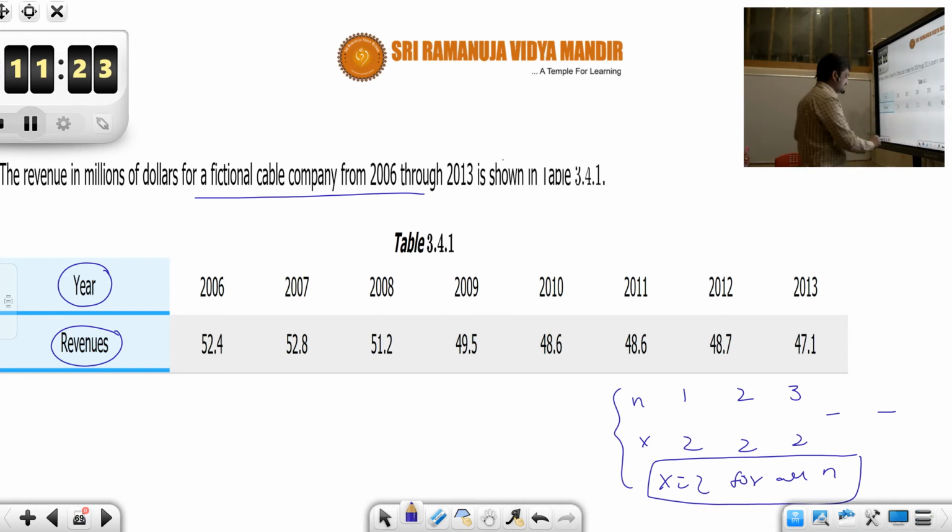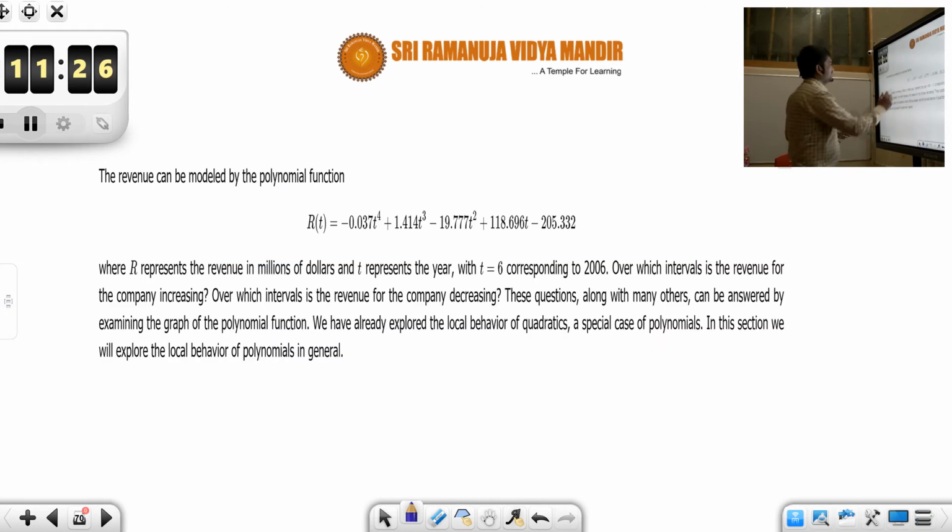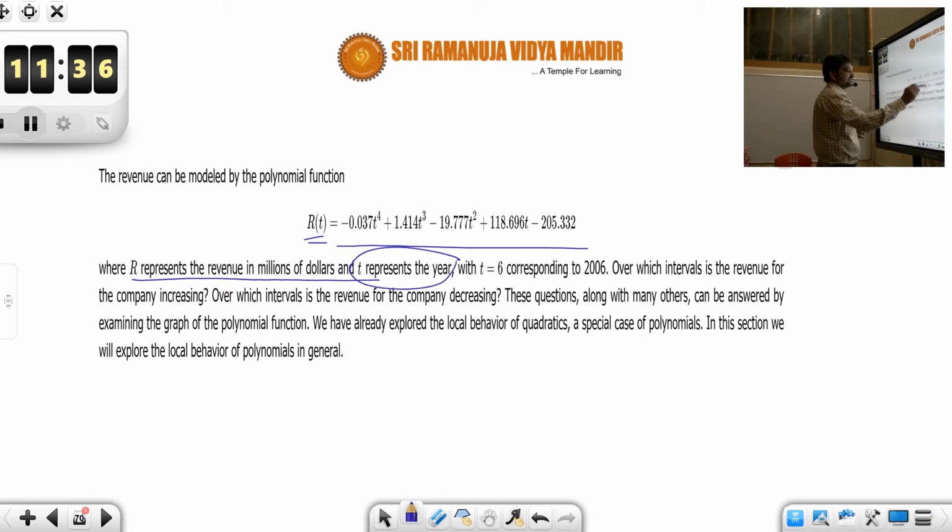So if we try to model this example, we'll find that the revenue can be modeled by this polynomial function, where R with respect to time, R represents the revenue in millions of dollars and T represents the year. If T is equal to 6, it corresponds to 2006. Over which intervals is the revenue for the company increasing? Here you need not understand anything, guys. This is just a particular example we are showing, that this data can be modeled in terms of a polynomial expression. This is the only thing you have to understand at this point.